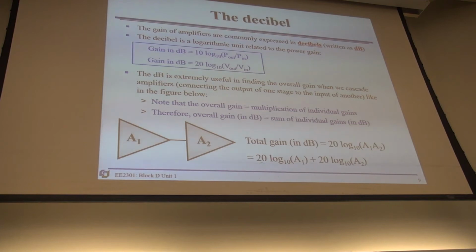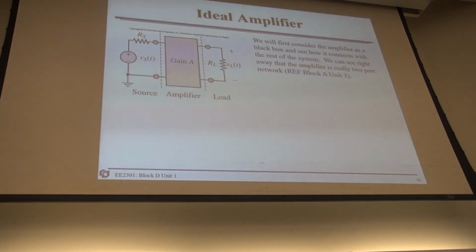So dB. Okay. So if it is 0 dB, means 1 to 1. You didn't amplify, right? Log 1 is 0. So 0 dB is not 0. 0 dB is 1 to 1 amplification. You didn't do the amplification. So let's look at the ideal amplifier here.